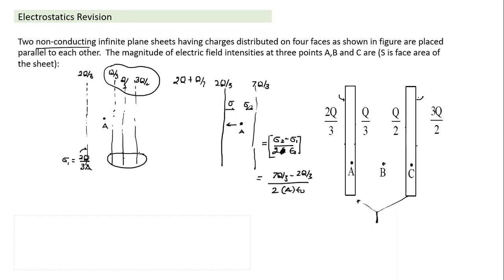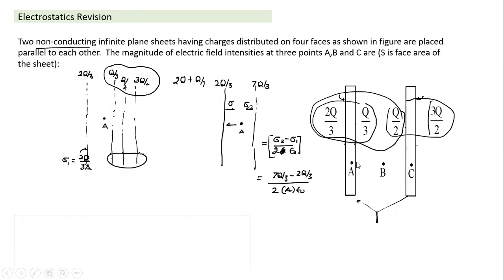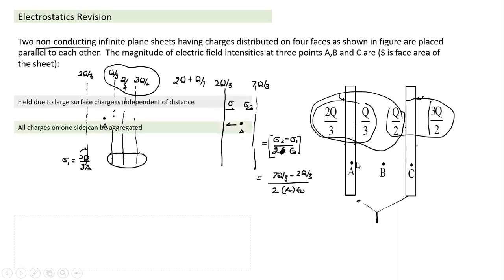What will be the field at B? For field at B also, I can combine these 2 charges together. For field at C, this is one side, and these 3 charges can be combined together. So that's the only point we wanted. This is an important point in this question. Whenever we calculate field at a point, the position of the charge or distance of the charge from the point C is immaterial. We can combine into one and calculate the field here.